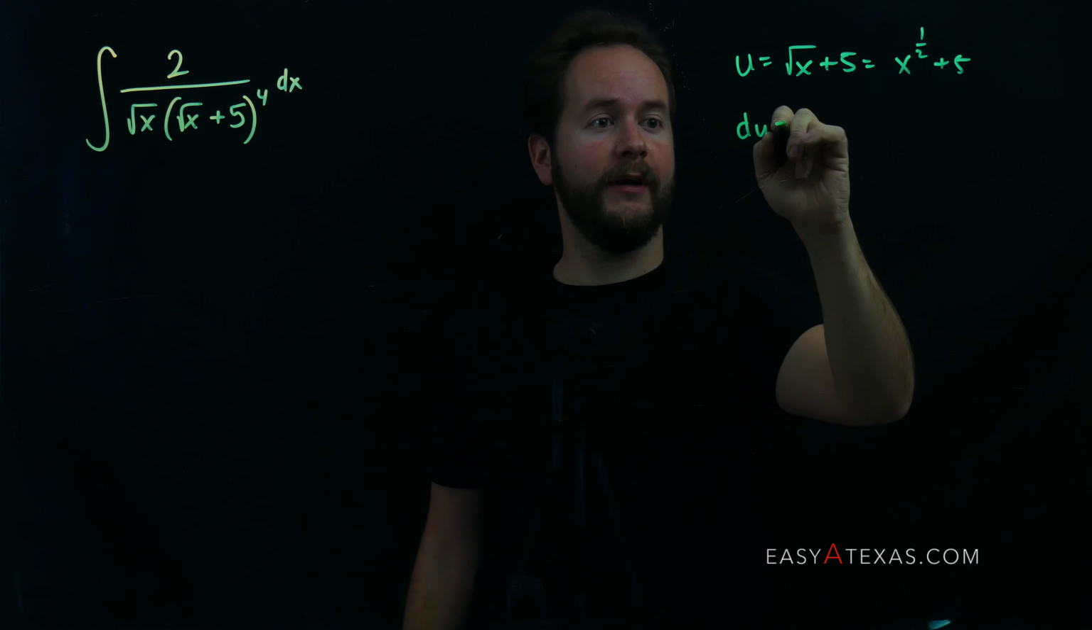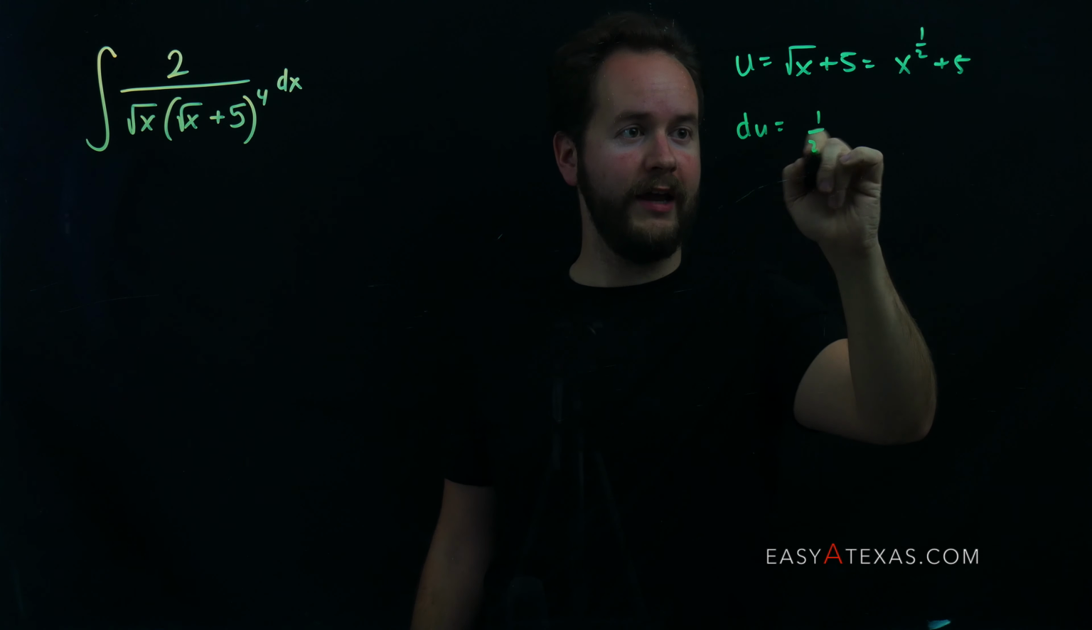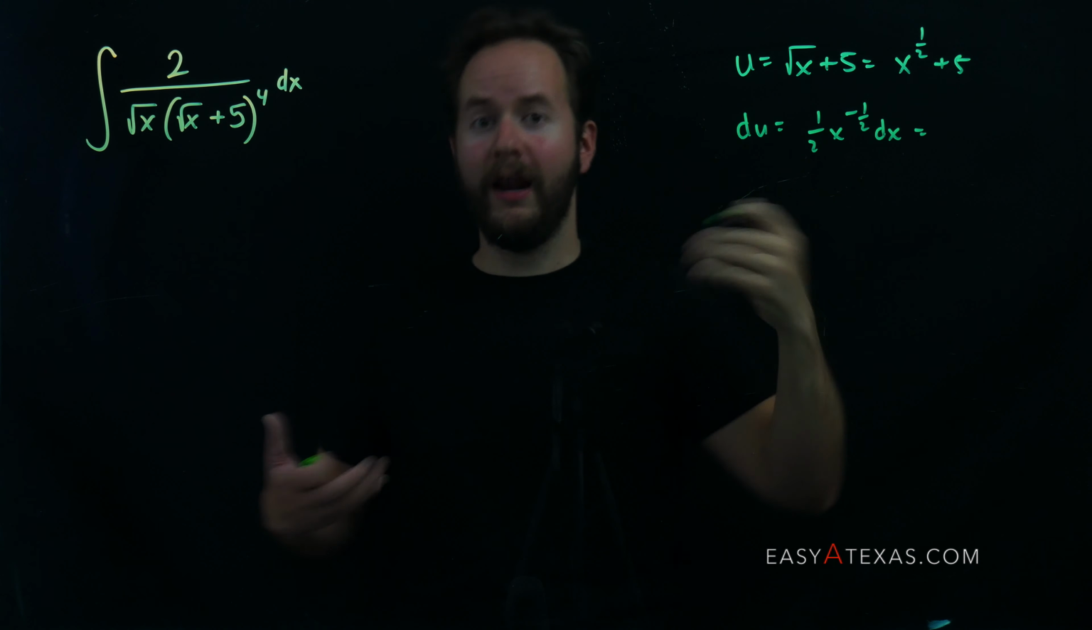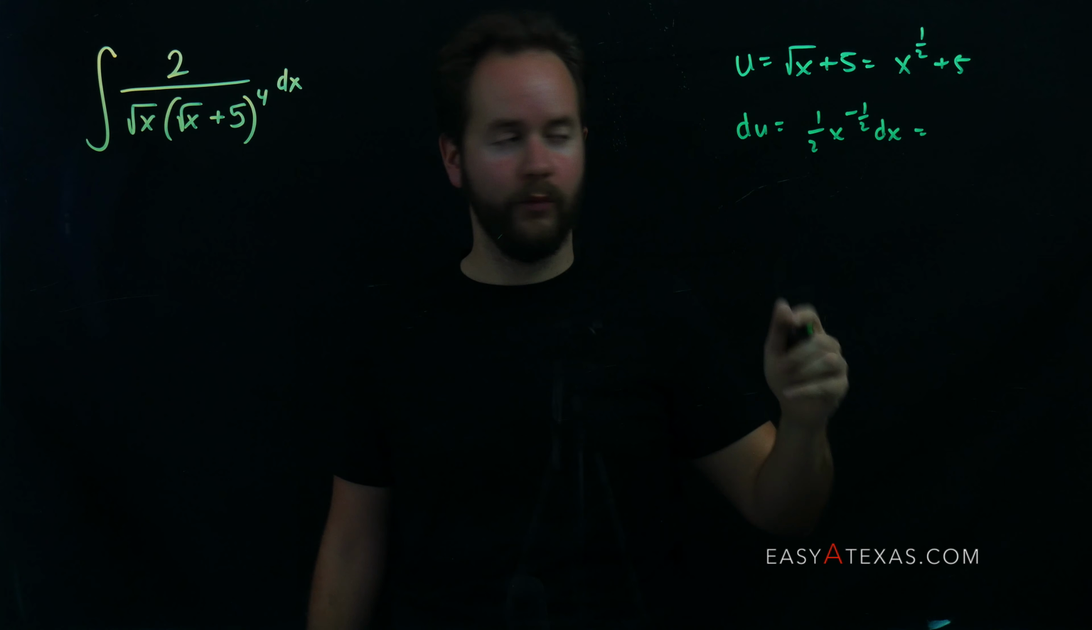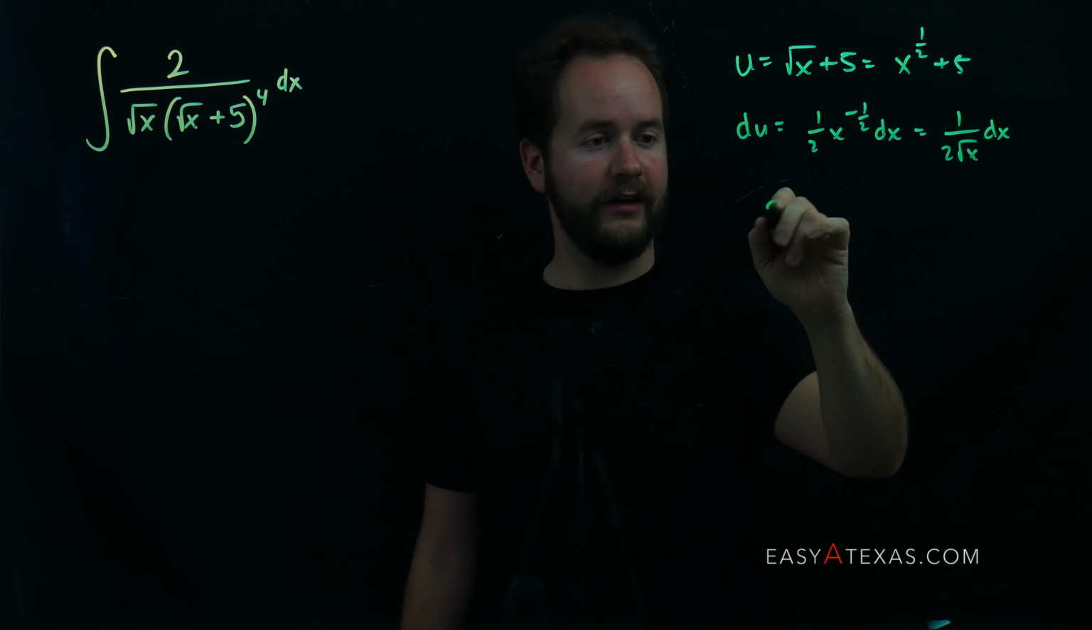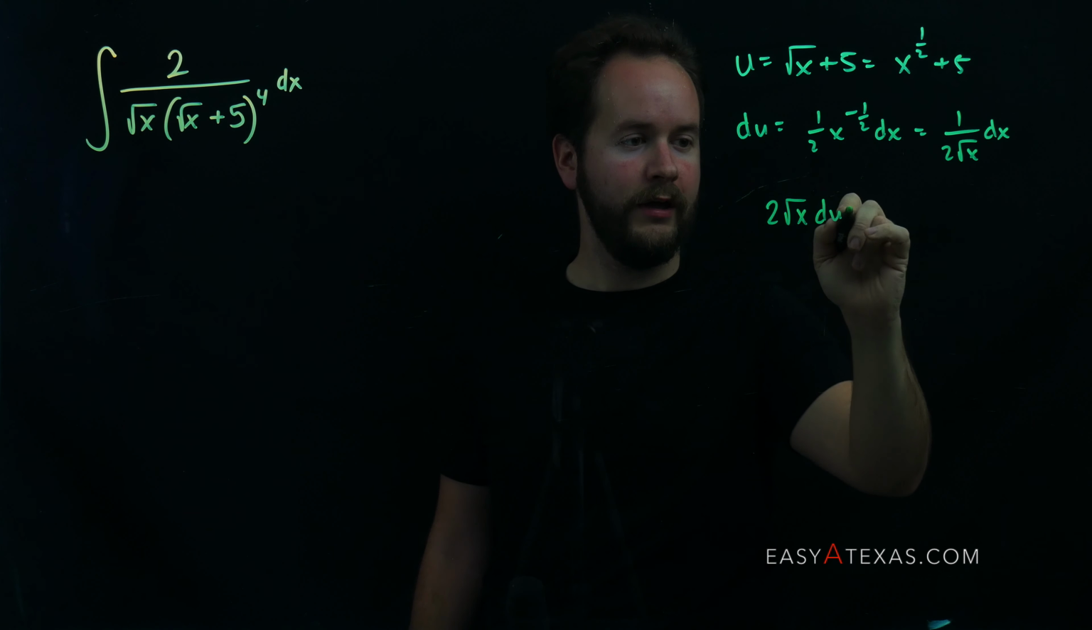But the reason I'm doing that is because the derivative of x to the 1/2 plus 5 is 1/2 x to the negative 1/2 dx. Or if you rewrite this using radicals, because we know that fractional exponents are kind of weird, let's call this 1 over 2 square root of x dx. And if I solve for dx, I get 2 square root of x du equals dx.